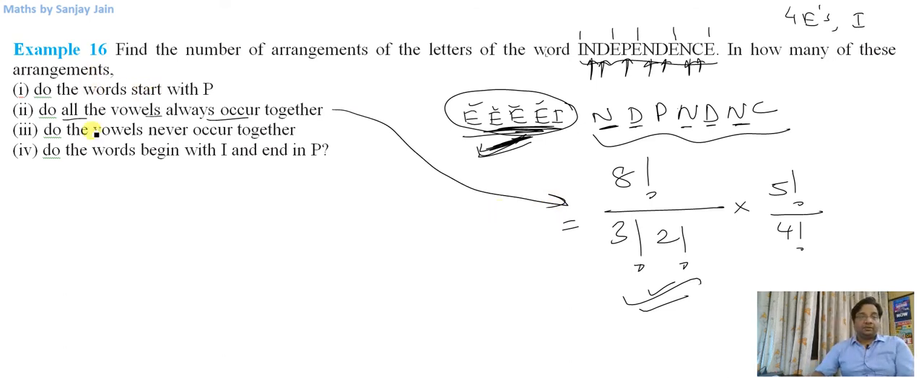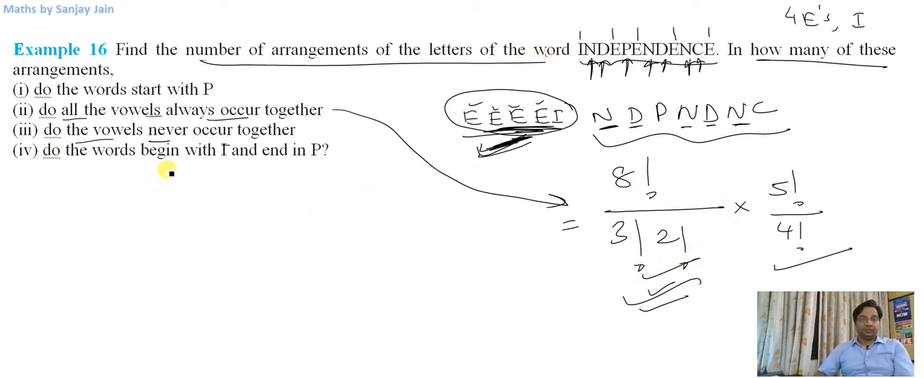Do the vowels never occur together? So what I'll do is I'll subtract it from the total that we calculated for this part. We found the total number of arrangements, right? So we will subtract it from the total number of arrangements.